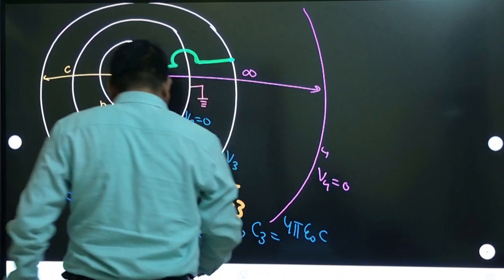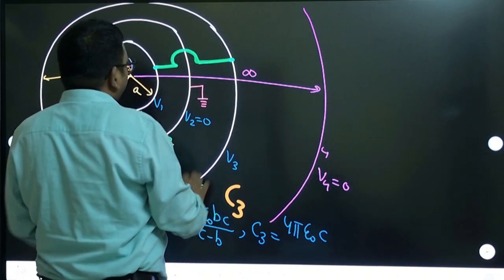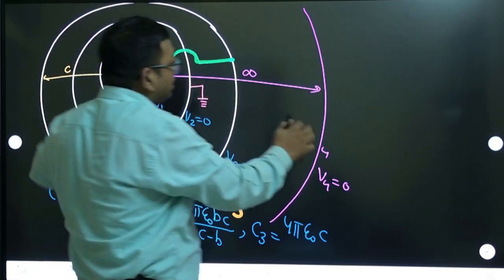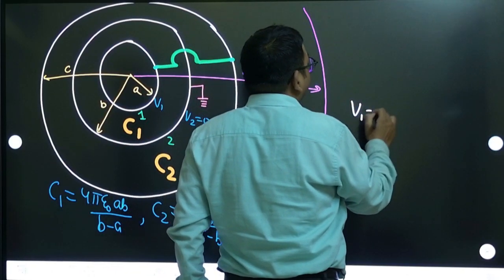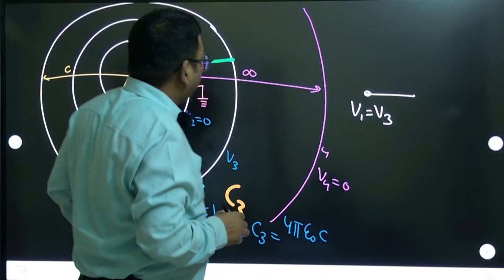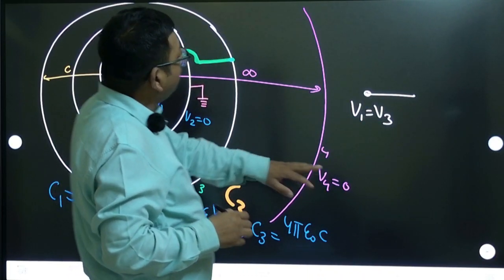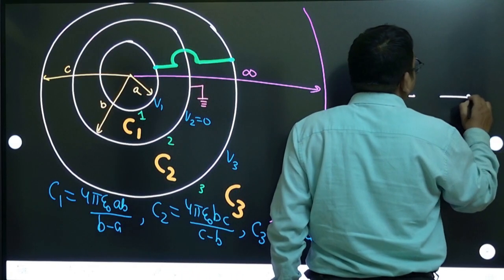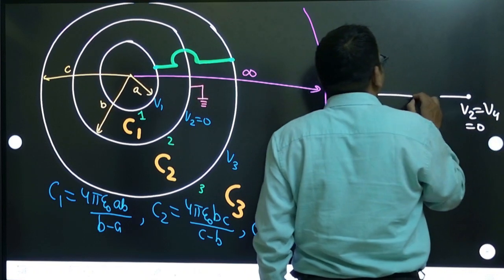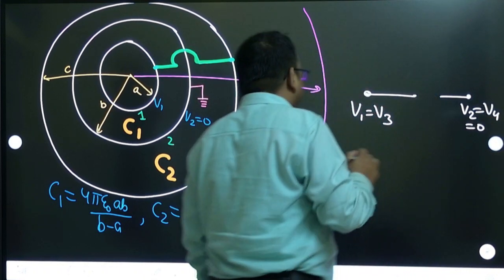Na? Same potential. So now basically there are two different points. One is point 1 and 3 are same. Point 1 and point 3 are the same point. And what about other? V2 and V4 are same. V2 is equal to V4, that is equal to 0. Okay. So now you try to put capacitor.